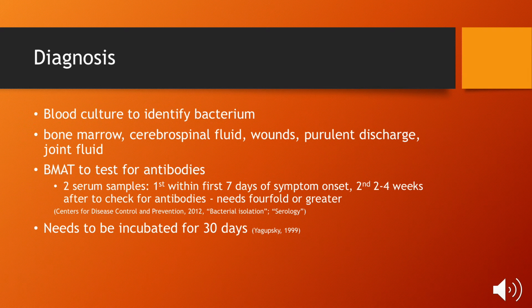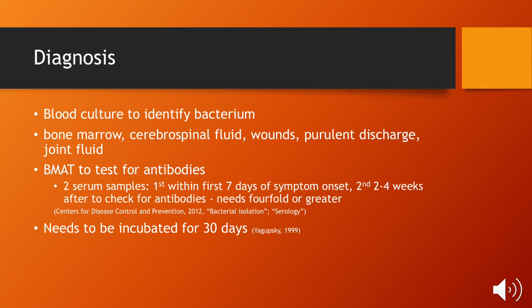In order to diagnose brucellosis, the physician needs a blood culture to identify the bacterium, which is sent to the lab, and the lab actually needs to be informed that brucellosis is suspected. However, you can also take a sample from the bone marrow, cerebrospinal fluid, wounds, purulent discharge, or joint fluid. Once you have the sample, a BMAT test is used to test for antibodies, and the BMAT is a Brucella microagglutination test, which detects all 3 species found in humans, and it is a modified version of serum agglutination test, which is a serological test.